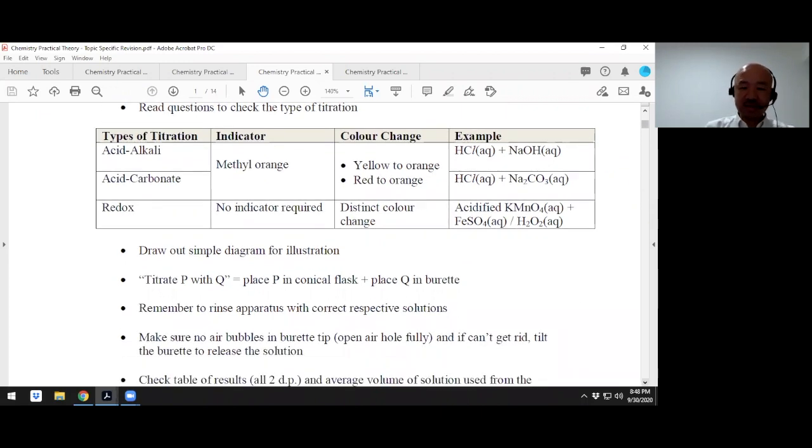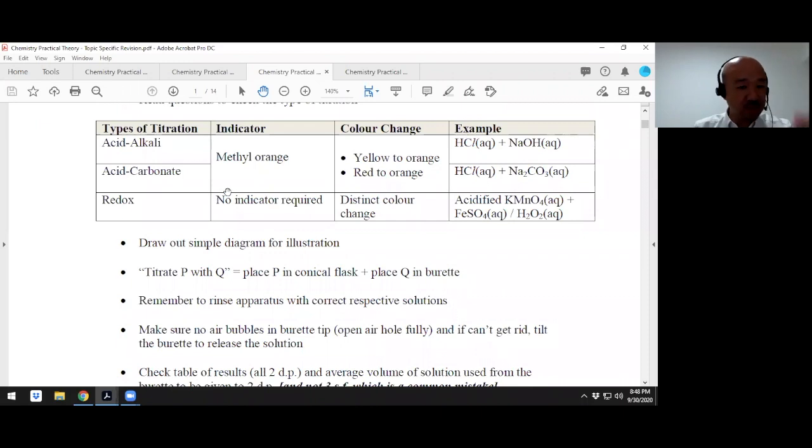Again, these are the three types of titration that came out in the last 10 years, actually more than 10 years, I tracked. But for the last 10 years, this is what we have: acid, alkali; acid, carbonate. For acid, alkali and acid, carbonate, you can use methyl orange as an indicator. For example, HCl with sodium hydroxide, HCl with sodium carbonate. This can be an indicator.